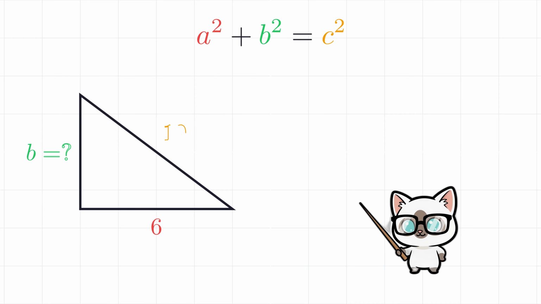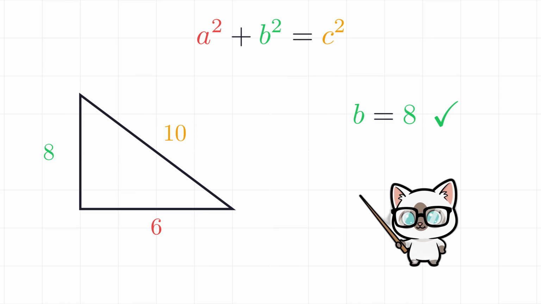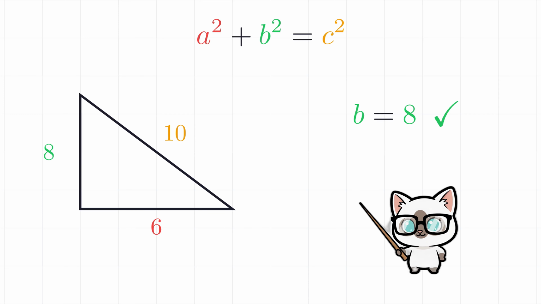Great! For our second example, what if we know the hypotenuse is 10 and one leg is 6? Again, we substitute the values we know into the formula. This time we need to find b, so we rearrange the equation. B squared equals c squared minus a squared. Let's calculate the squares. 10 squared is 100 and 6 squared is 36. The difference is 64. Finally, the square root of 64 gives us our answer. It's 8. The missing leg is 8. And that's it. Now you not only know the formula, but you've seen why it works and how to apply it.